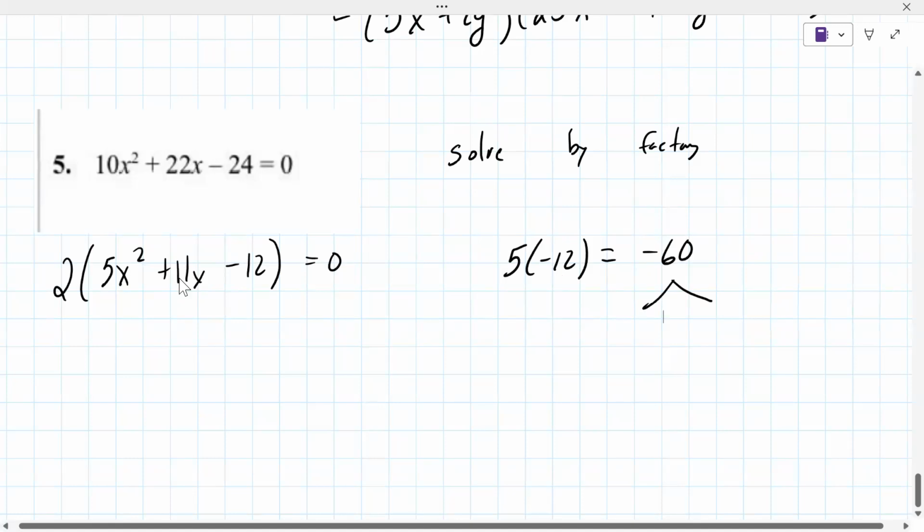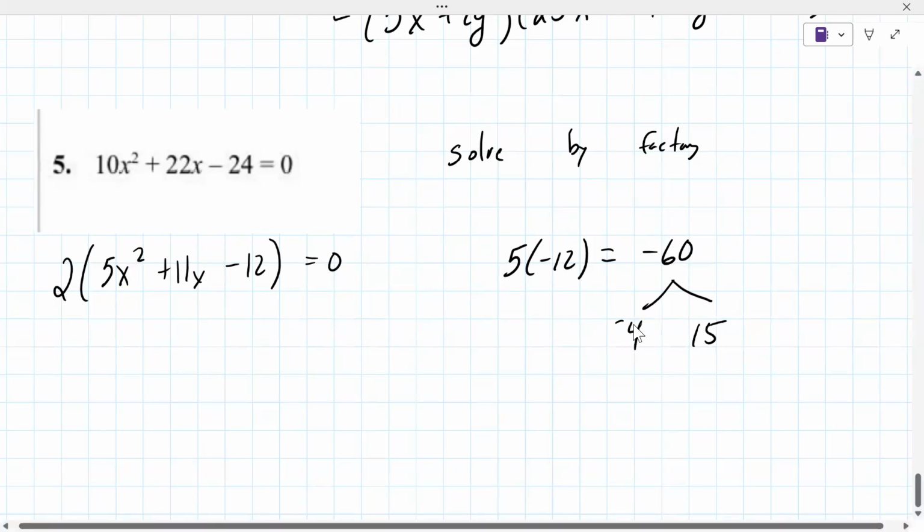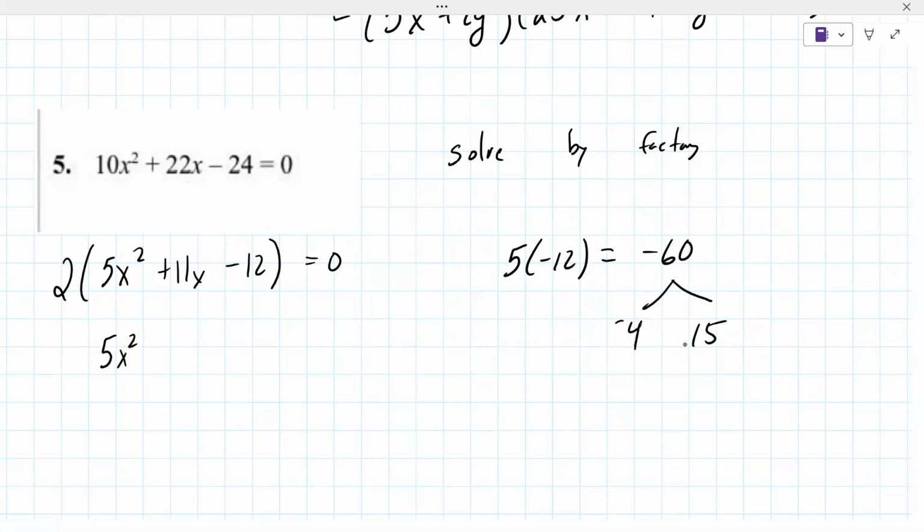Take a moment or two. Yeah, 15 and 4. Which one's positive? Which one's negative? 15 is positive, 4 is negative. All right. So now which pair is better with the 5x squared, minus 4x or 15x? Minus 4x.